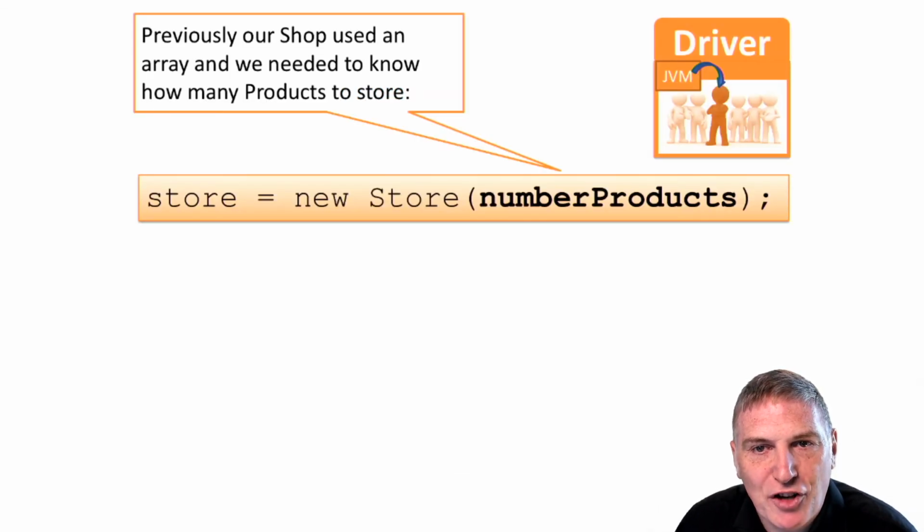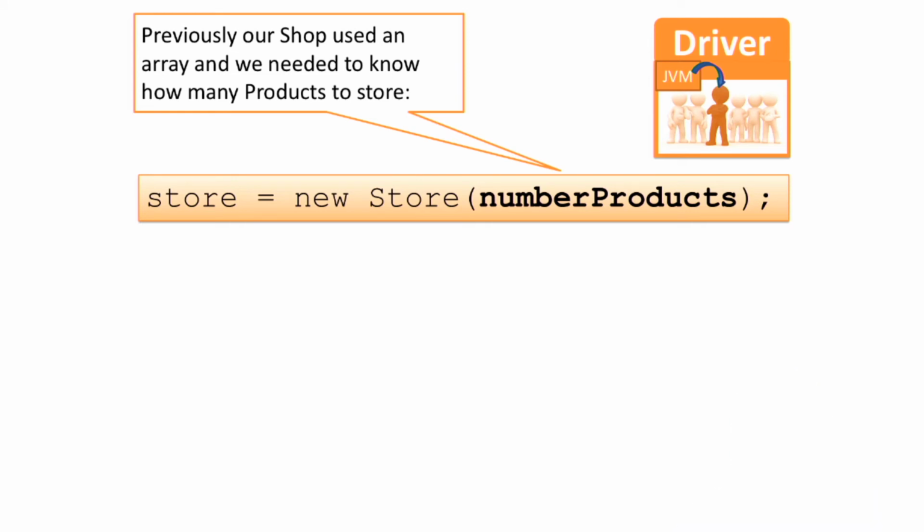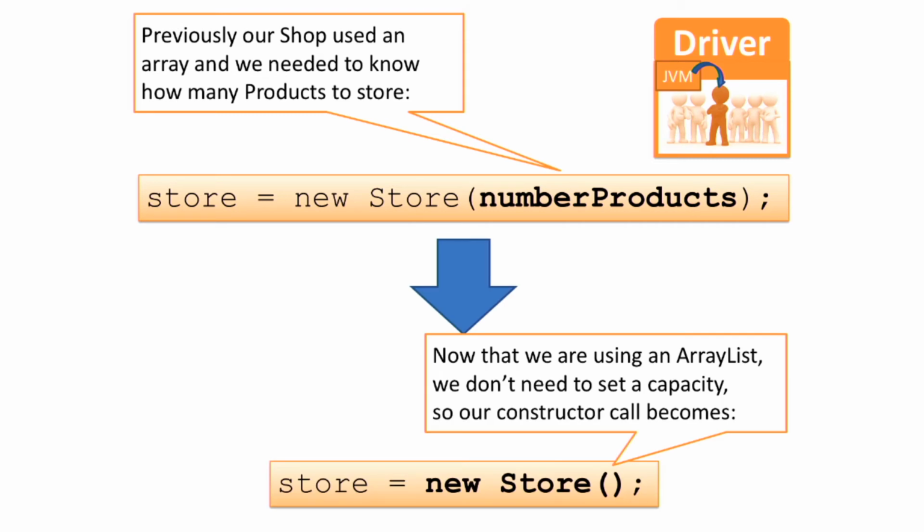Previously our shop used an array, and we needed to know how many products to store when we use an array. But because we're now using an array list, and we can pull back how many products are in the array list with the size method, we don't need to set a capacity. So our constructor call is simplified. Now store is assigned a value, new Store, brackets. So that's the main change that we need to make in order to use an array list with driver.